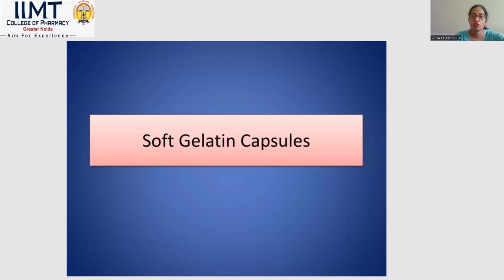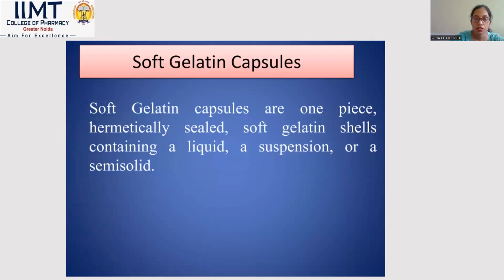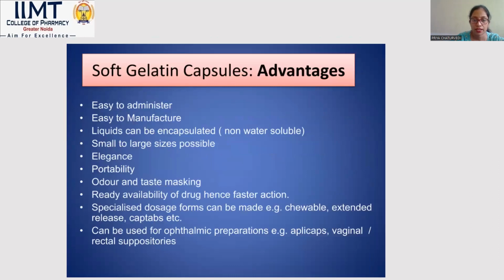Now comes the soft gelatin capsule. The soft gelatin capsules are one piece and sealed, and soft gelatin shells contain a liquid, suspension, or semi-solid. Advantages are that they are easy to administer and easy to manufacture. Liquids can be encapsulated, small to large size possible, elegance, portability, odor and taste masking, readily available drug, and hence faster action of drug.